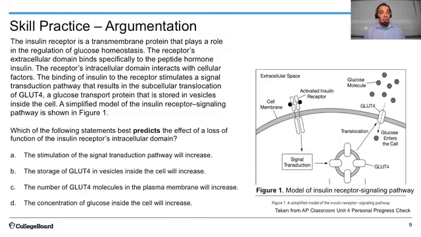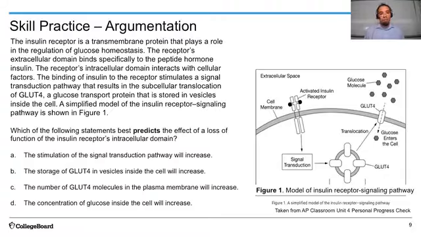The insulin receptor is a transmembrane protein that plays a role in the regulation of glucose homeostasis. The receptor's extracellular domain binds specifically to the peptide hormone insulin. The receptor's intracellular domain interacts with cellular factors. The binding of insulin to the receptor stimulates the signal transduction pathway that results in the subcellular translocation of GLUT4, as I tell my students, a glucose transport protein that is stored in vesicles inside the cell. A simplified model of the insulin receptor signaling pathway is shown in figure 1. If we look at figure 1, you might want to pause the video, try to look at it and write a caption on your own, but there's what's going on in figure 1.